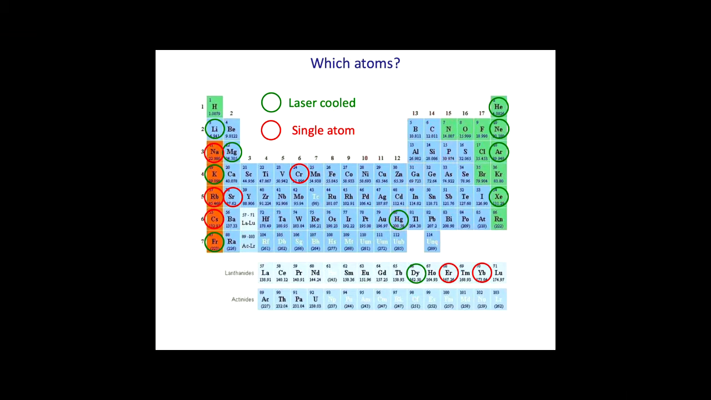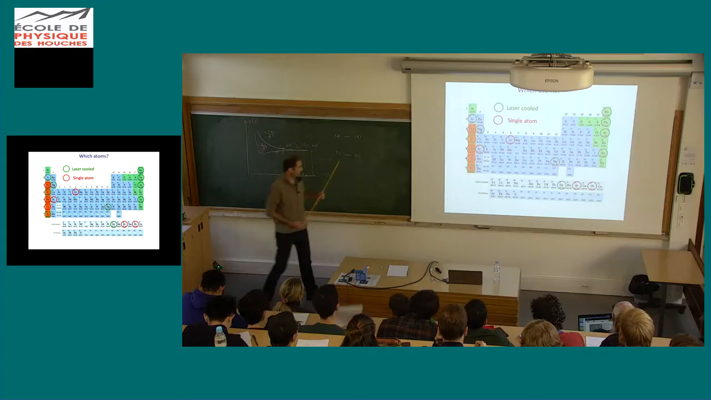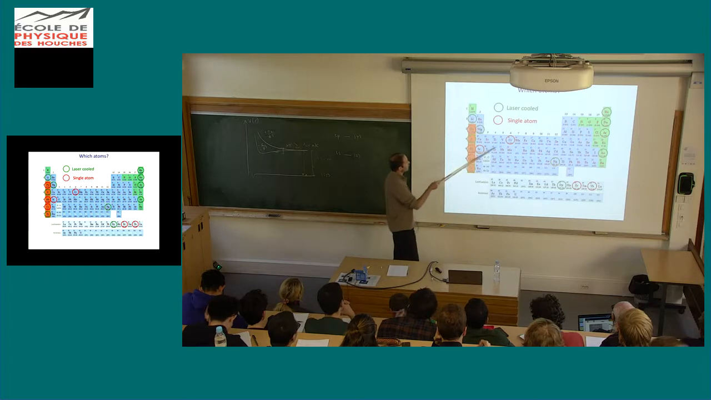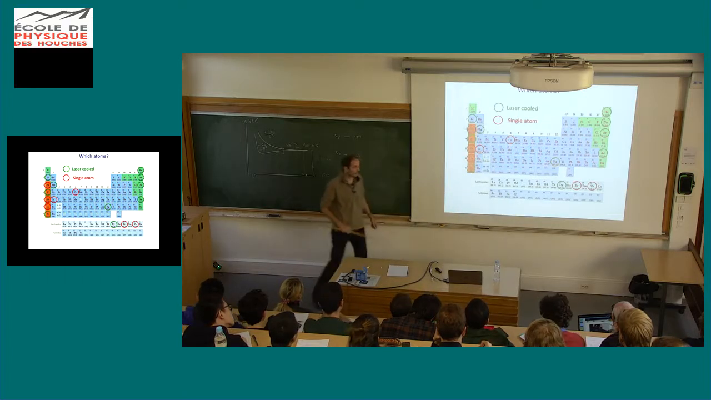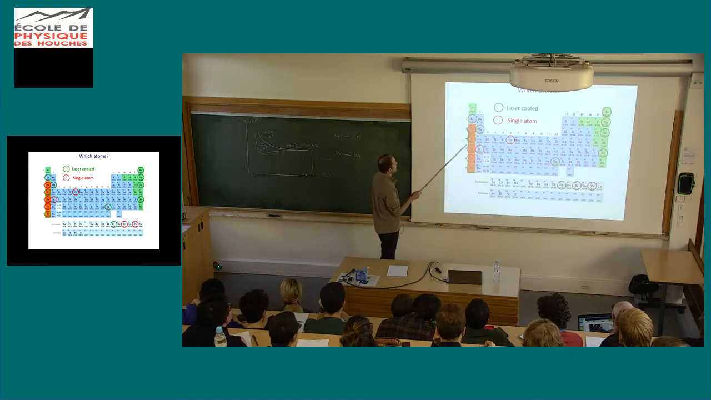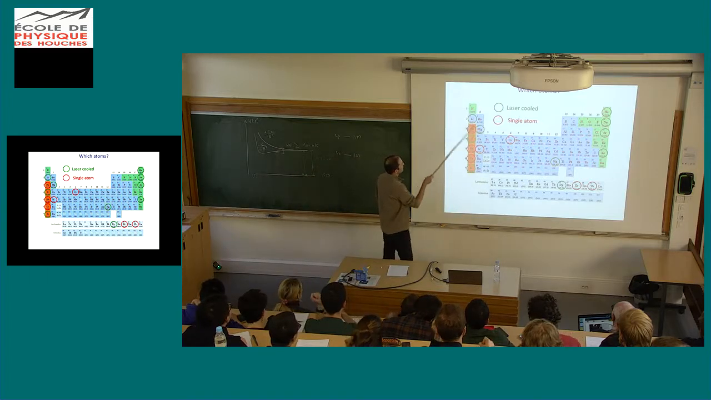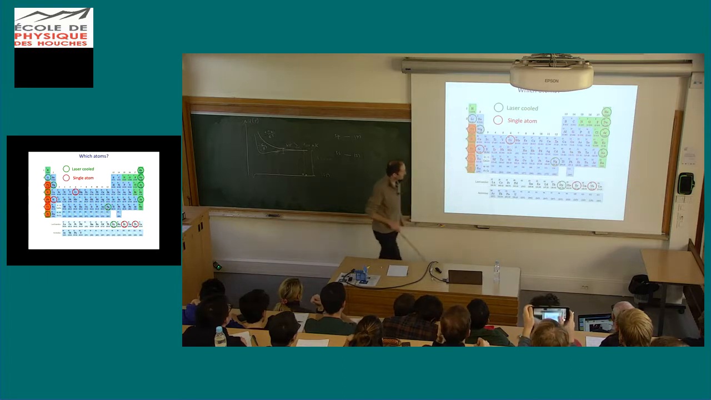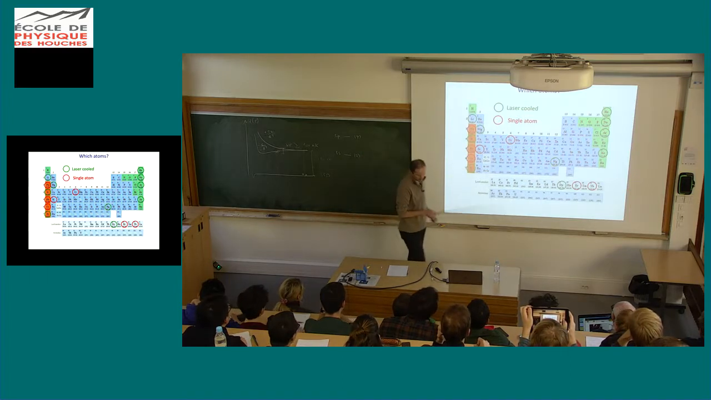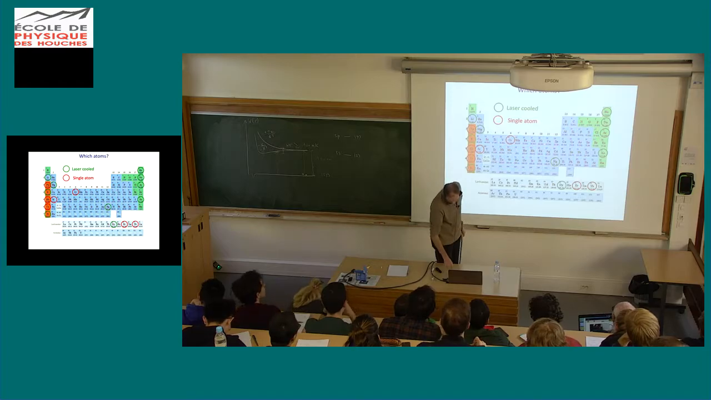Okay, so now, which atoms have been used so far? Well, these are the atoms that have been used for laser cooling, but in red, those are the ones that have been single trapped in recent years. So actually, rubidium and cesium are the oldest ones. Now there is lithium and sodium, I forgot lithium. And you've got more atoms that are coming along: erbium, ytterbium, strontium, and chromium.